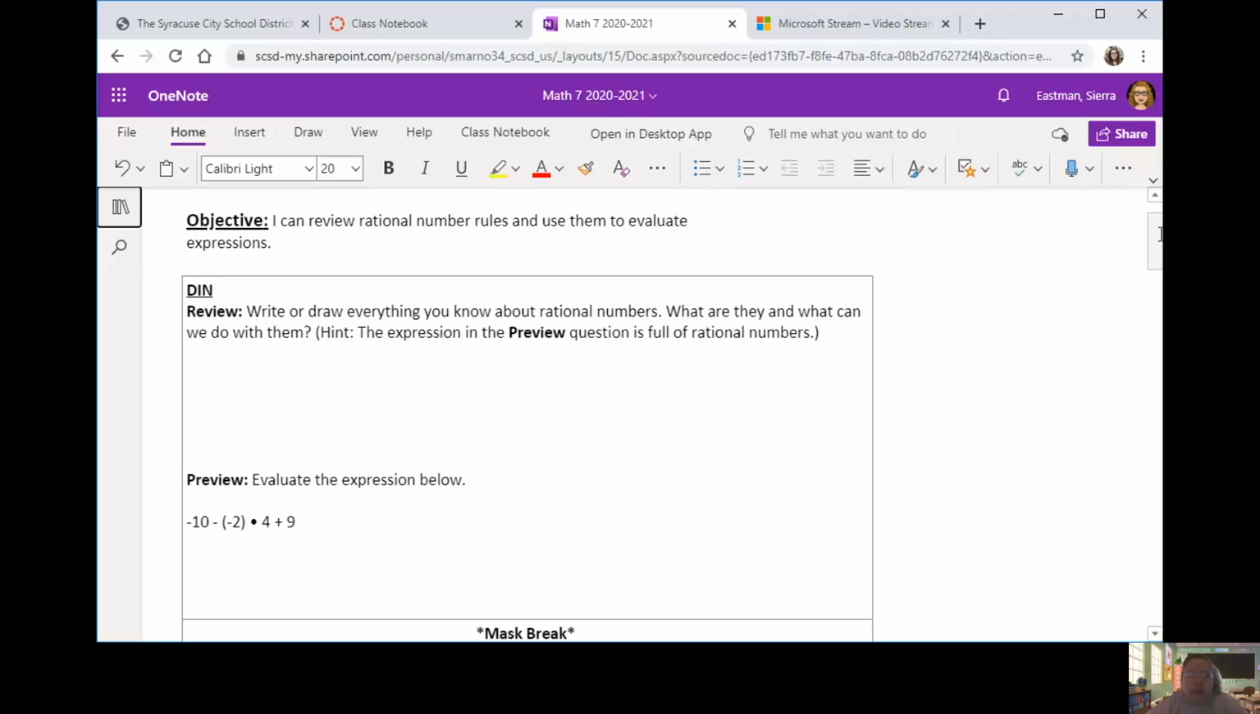Our objective for today is to review the very first thing that we talked about at the beginning of this year, which was rational numbers. So we have some rational number rules to go over, and then we're going to practice using them to evaluate expressions, which are things that you guys have done before.